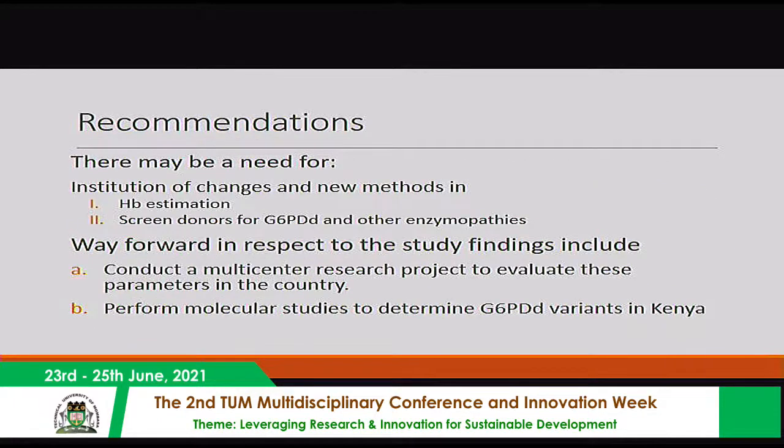So we are calling for a wider project so that we can have a better grasp of this, but we really need to re-evaluate our methods in hemoglobin estimation, and we also need to screen donors for certain illnesses such as G6PD.